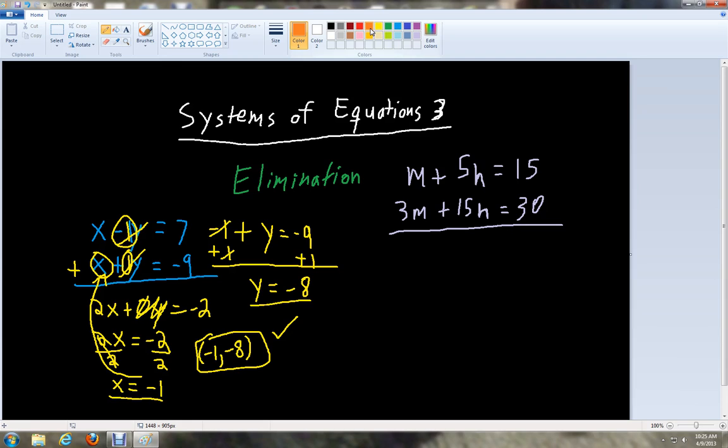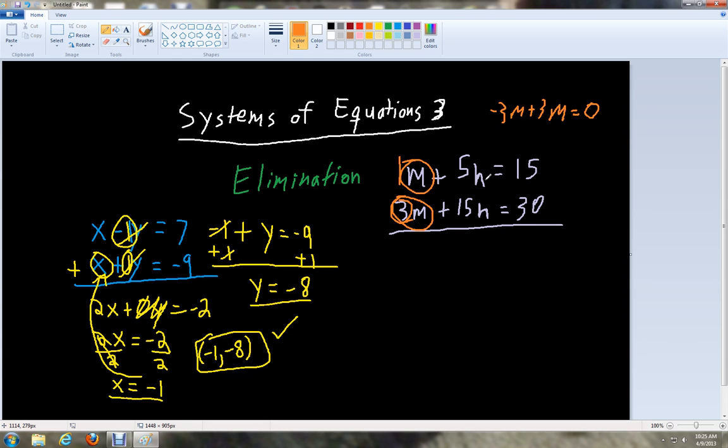What we do notice is that we have a coefficient of 1 for this m, and a coefficient of 3 for that m. So if I wanted to somehow cancel out these m's, the 3m and the 1m, at this 3, I know I need a negative 3 to cancel out with that, because negative 3m plus 3m is 0. And that's my goal, to try to cancel out the m's.